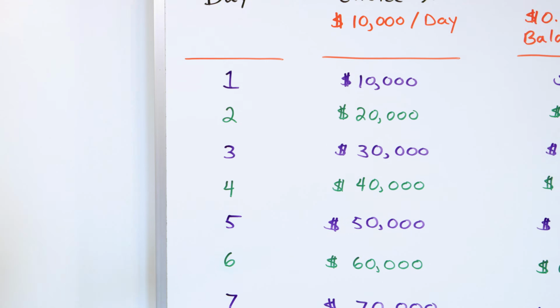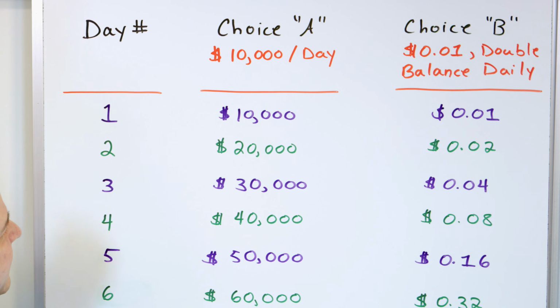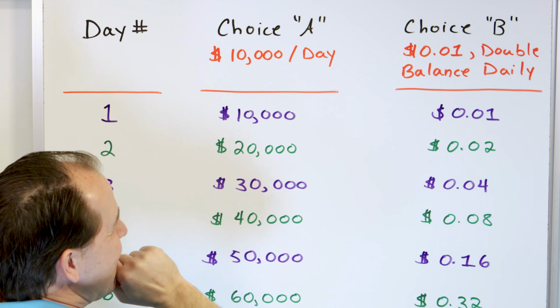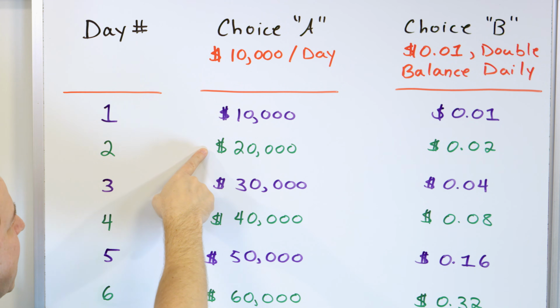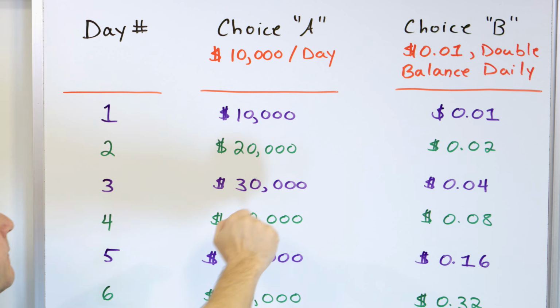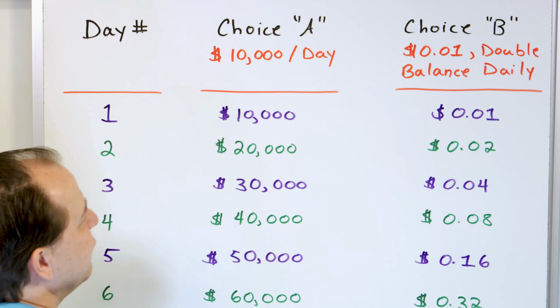All right, so here we go. Here's what the answer is. Here's day number 1. Choice A is I give you $10,000 a day. You start with $10,000 a day. Choice B is I give you only 1 penny. But then on day number 2, I give you another $10,000. That's how this column works, right? But choice B, I double the previous balance. I double that and I give you 2 cents.